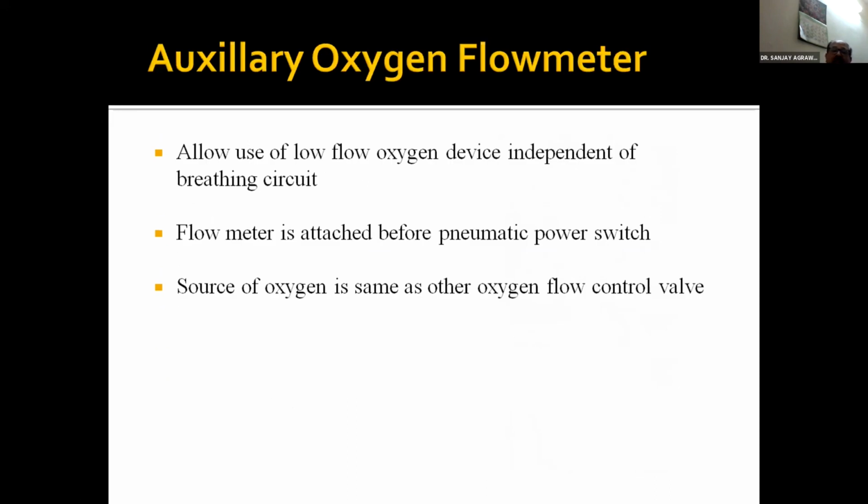Auxiliary oxygen flow meters are present in a few of the anesthesia machines and workstations, and they allow the use of a low flow oxygen device independent of the breathing circuit. The flow meter is attached before the pneumatic power switch, and the source of the oxygen is the same as the oxygen flow control valve.